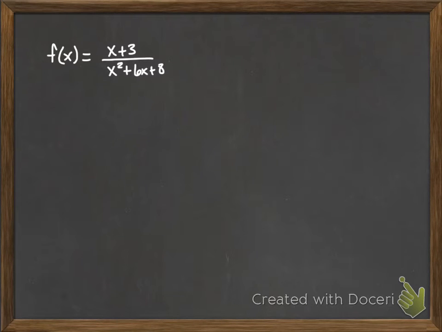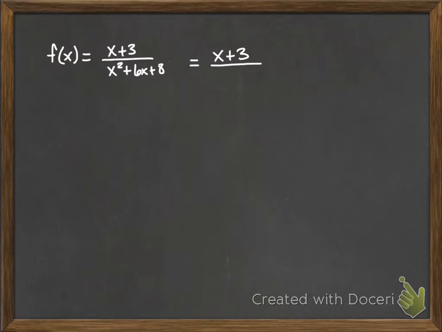So let's look at this function. We have x plus 3 in the top. We have x squared plus 6x plus 8 in the bottom. We would also find the horizontal asymptote for this, but for this video, we're just interested in the vertical asymptote. In order to do that, we need to factor the bottom first. We need everything in its factored form. The top one is already in its factored form, so this just stays x plus 3.